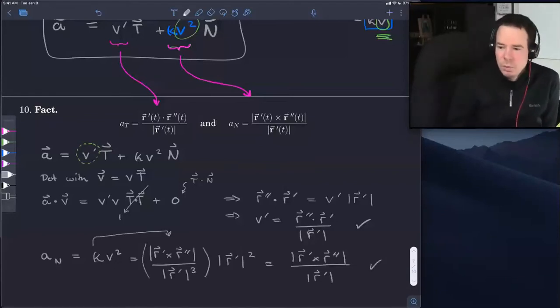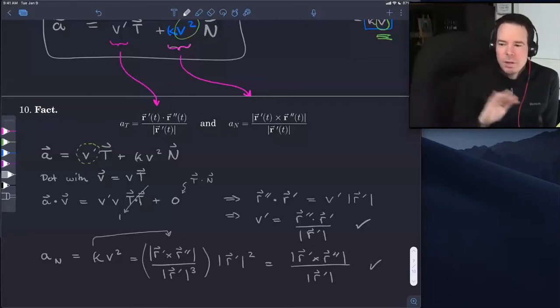So we've got these two nice formulas, one dot, one cross. And now you can probably see why I wanted to write the r prime first in the dot product for the tangential acceleration, just because of the symmetry it gives with the normal one. I could switch the order in the cross product, because I'm taking the magnitude. What would get introduced is a minus sign, but since we're taking the magnitude, that would disappear.